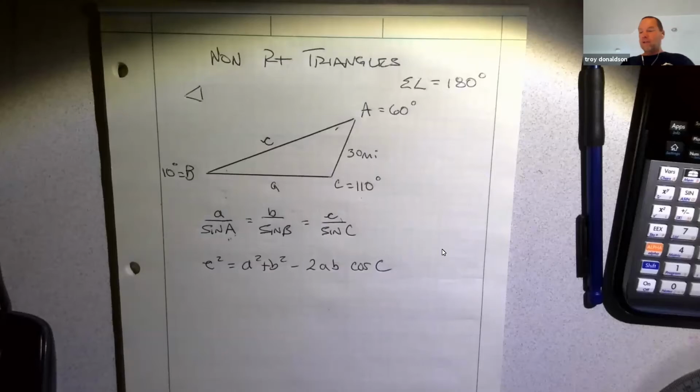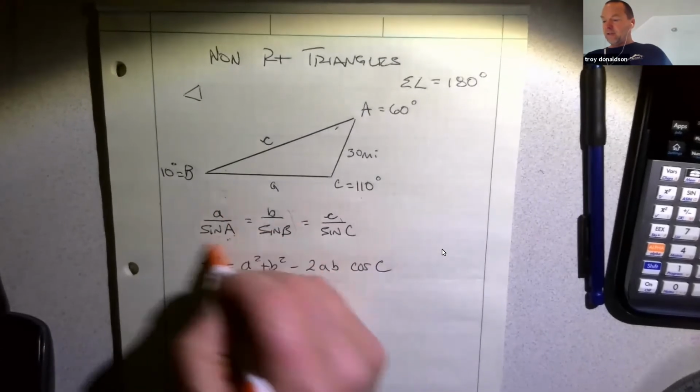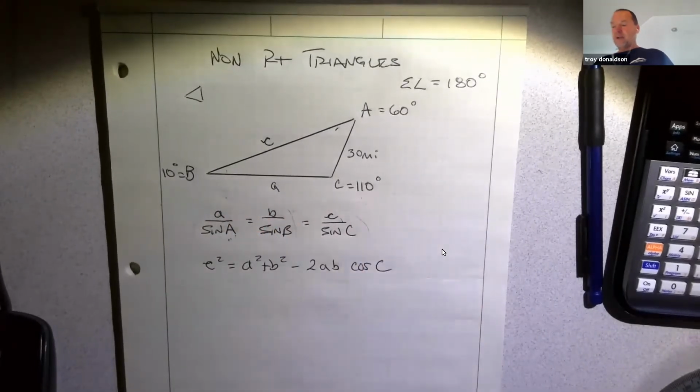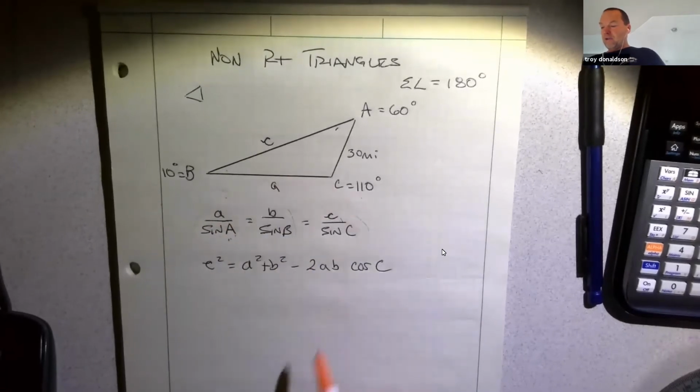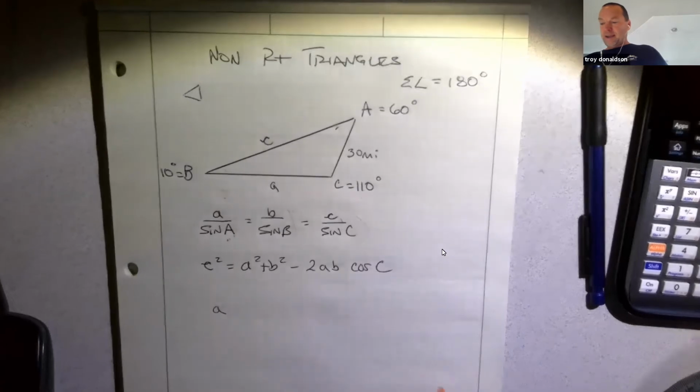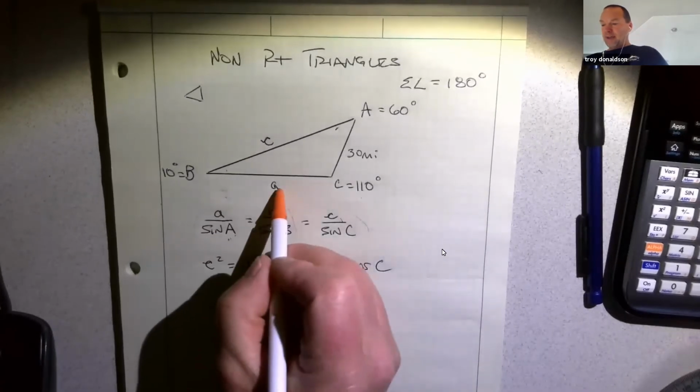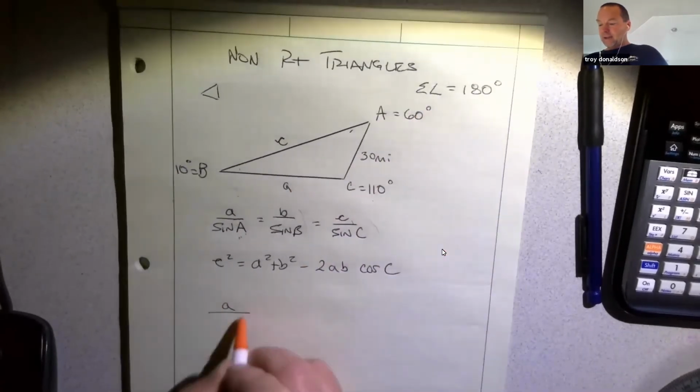Okay. So I said I could use these two or these two. Either one of those would probably work. So I'll just use the first two. And I don't know A, so I'm going to write A over the sine of A is 60.